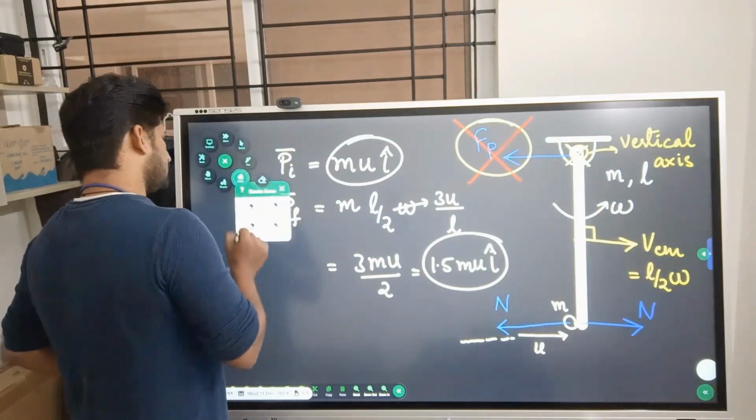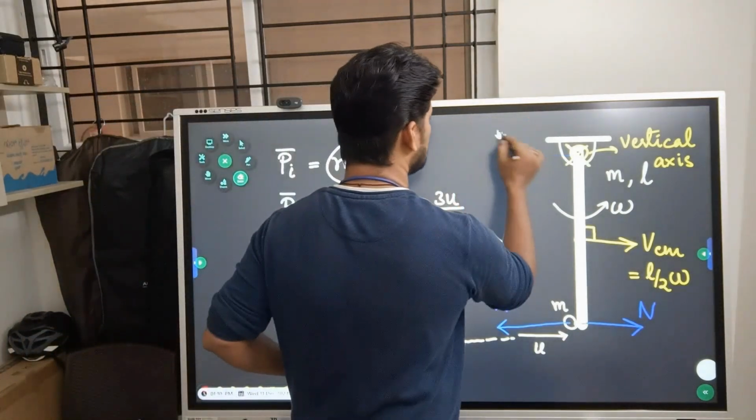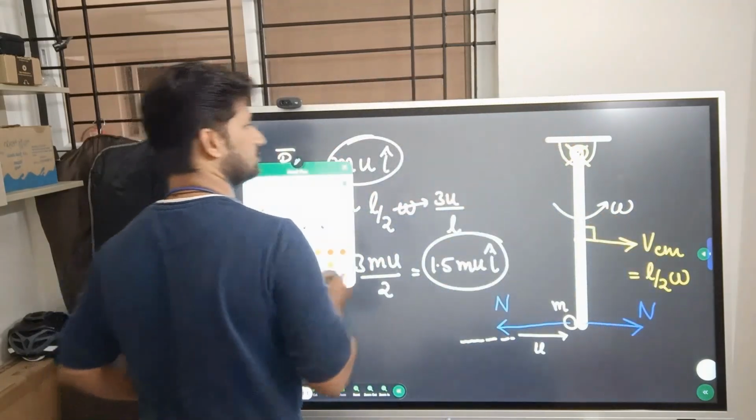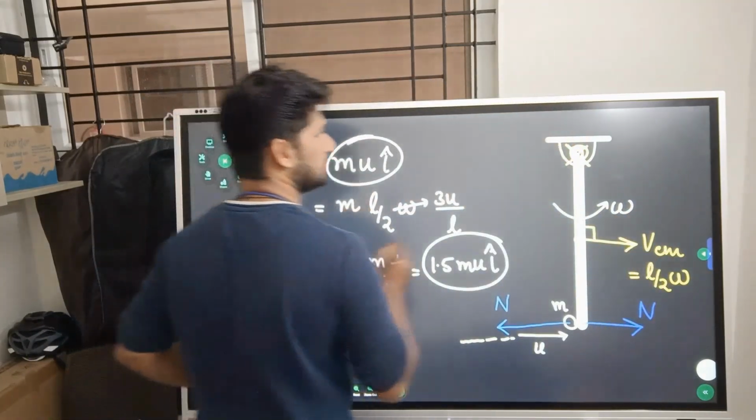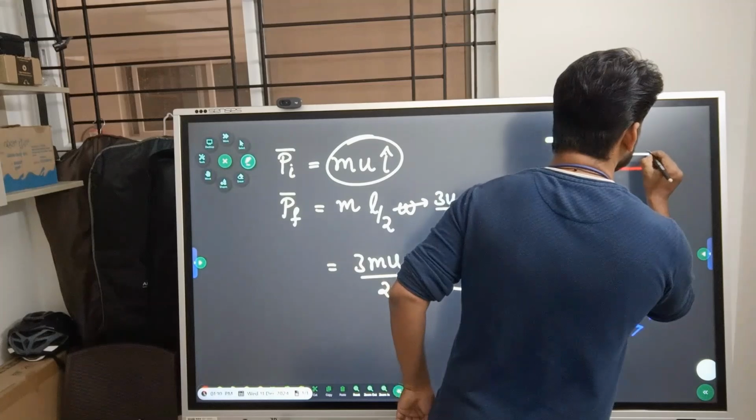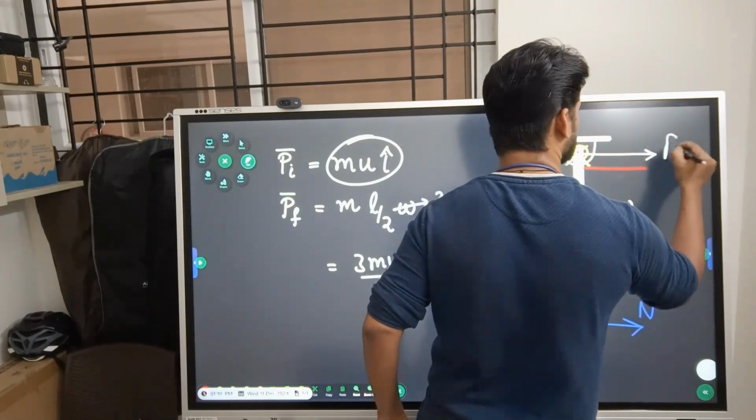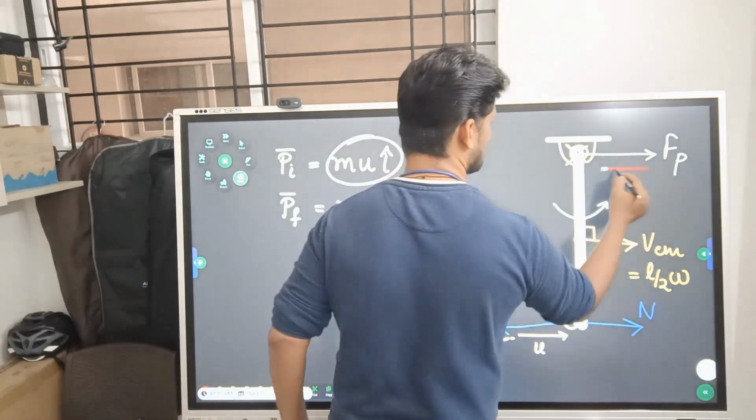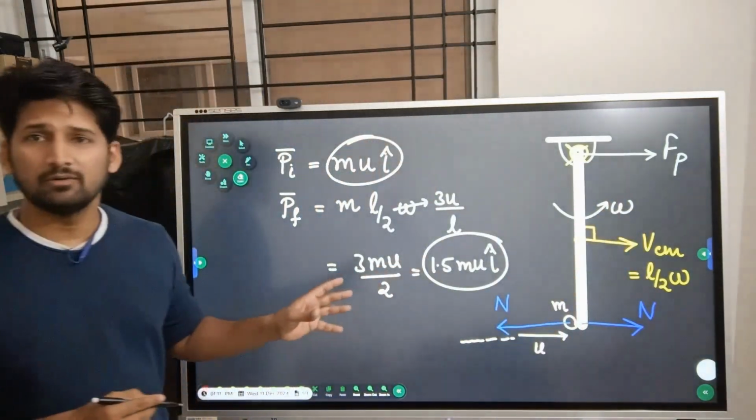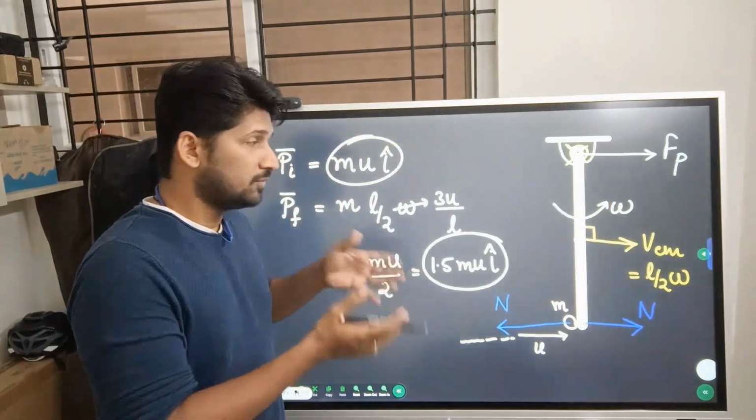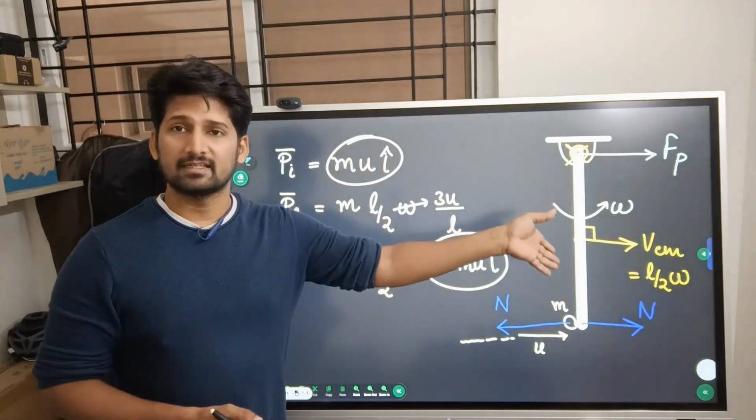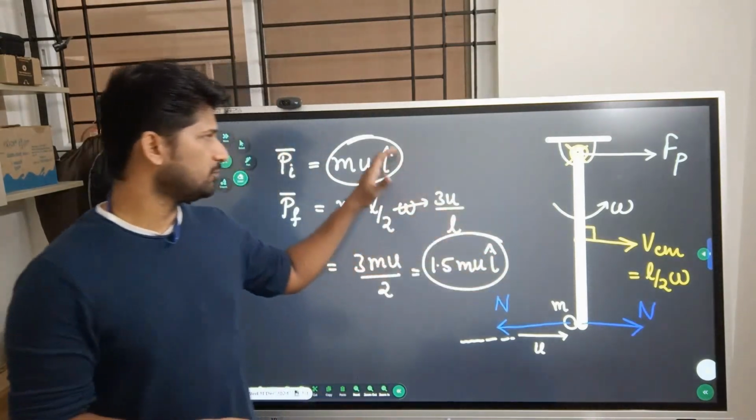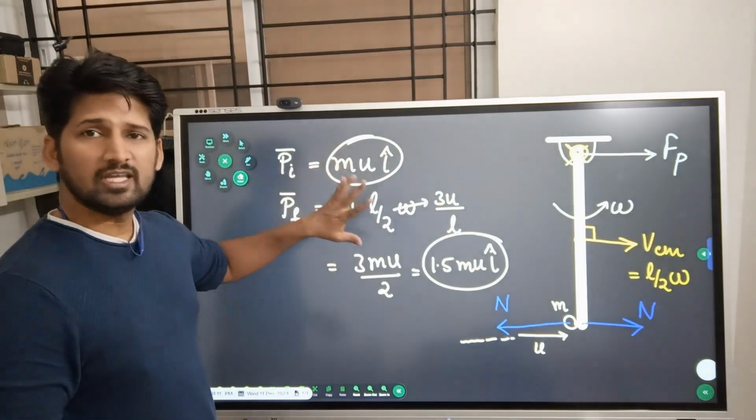Therefore, we can conclude that force exerted by the pivot is in this direction. How did we do that? Because, based on the fact that momentum in that direction is increasing, or the change in momentum is in the positive I cap direction. 1.5 mu I cap minus only mu I cap.